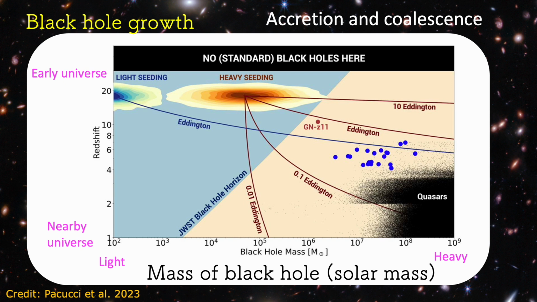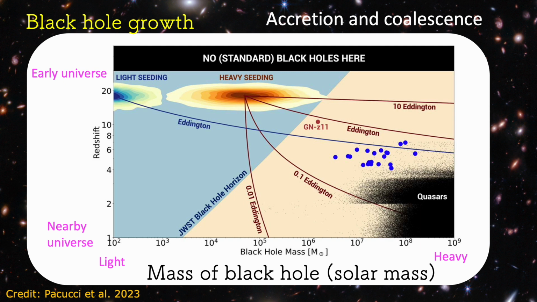This diagram is a schematic representation of the growth of black holes. The horizontal axis represents the mass of black holes, while the vertical axis indicates redshift, which corresponds to the age of the universe. Moving to the right signifies increasing mass, and moving upward represents earlier times in the universe's history. The observed data and several theoretical models for black hole growth are plotted on the diagram. Quasars are located in the lower right portion.